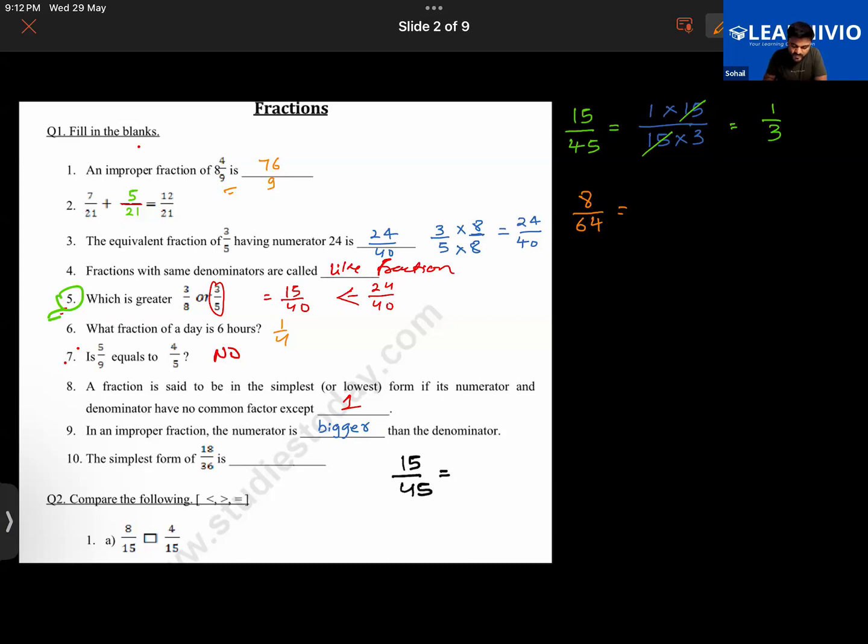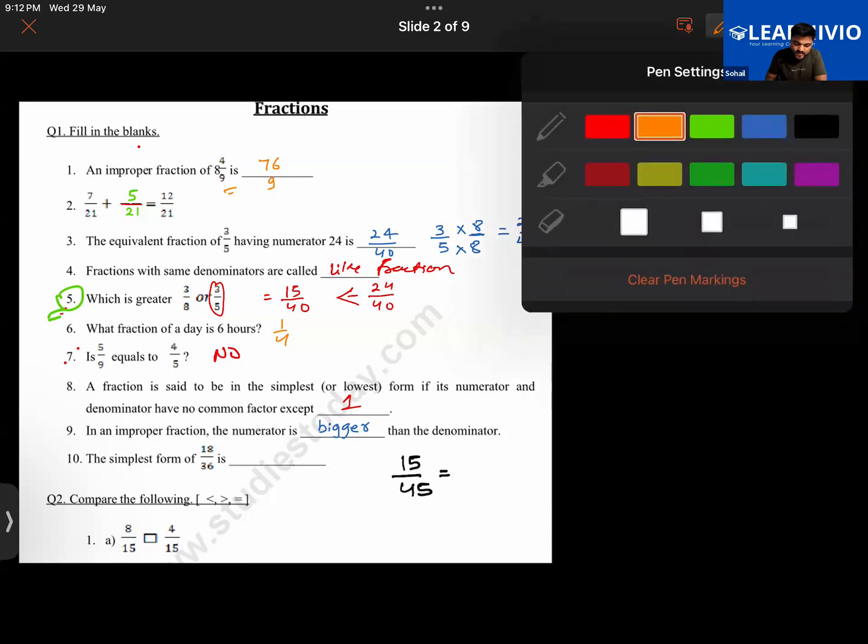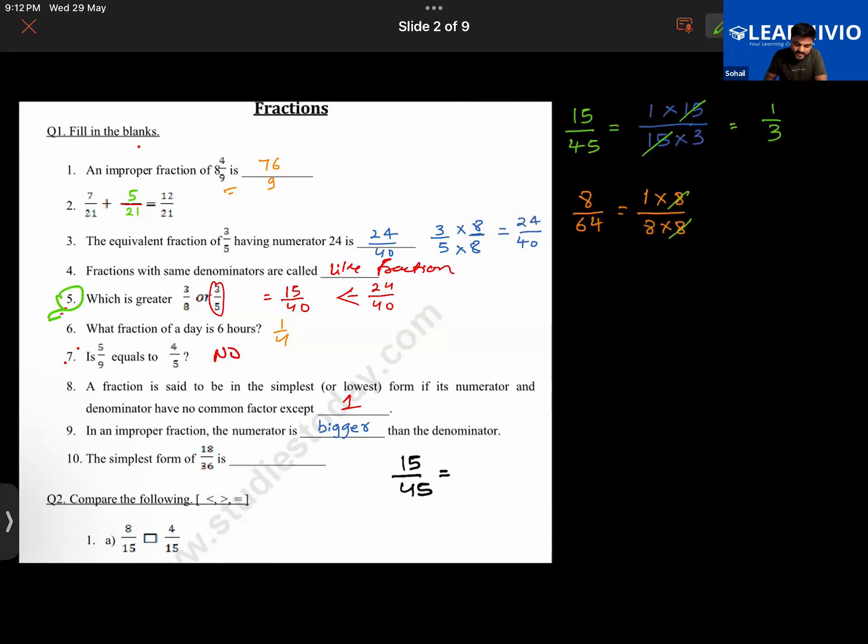See, we would be writing it like this: 1 times 8 upon 8 times 8. 8 8s are 64. Can't we do it like this? So thereby, this 8 and this 8 gets cancelled. You're left with 1 upon 8.